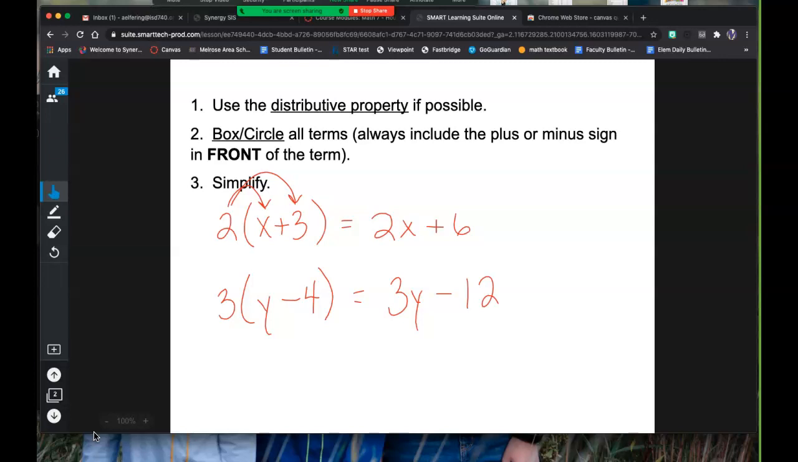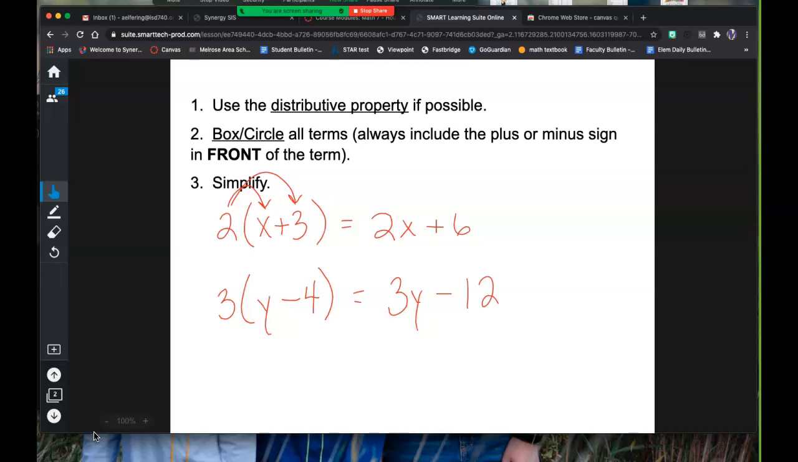Okay? Then, step 2 today says circle or box all the terms, because ultimately we're going to be combining like terms. So remember back at the beginning of the year when we circled and boxed things, and we put a circle if they all had x's, and we put a box if they all had y's, and we put a triangle if they were all just numbers. That type of thing? Do you recall doing that? Yep. Okay. We're going to do the same type of thing.